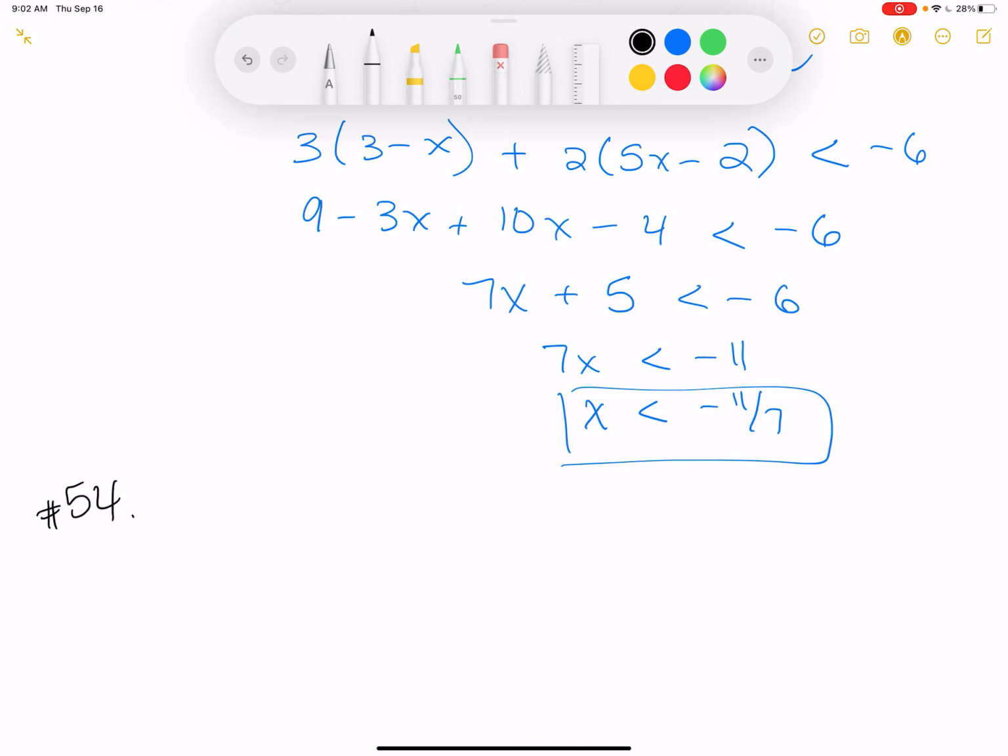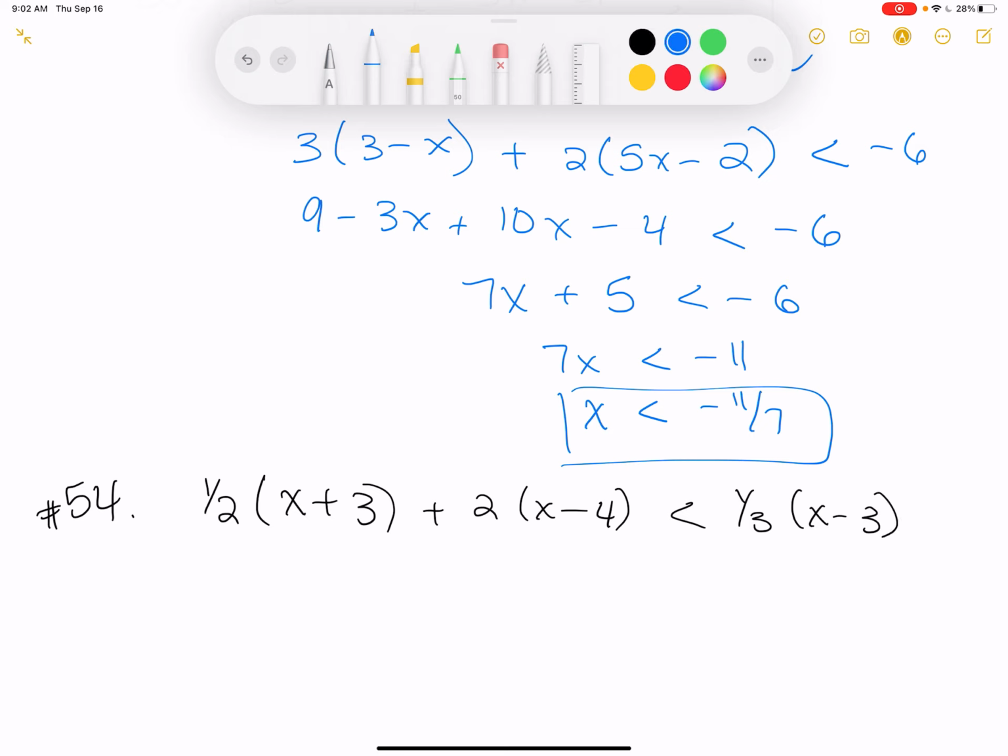Alright, the last one, the hardest one. It's actually not that bad, it's just a long problem. 1/2 times x plus 3 plus 2 times x minus 4 is less than 1/3 times x minus 3. Alright, so what do I need to do to this one?